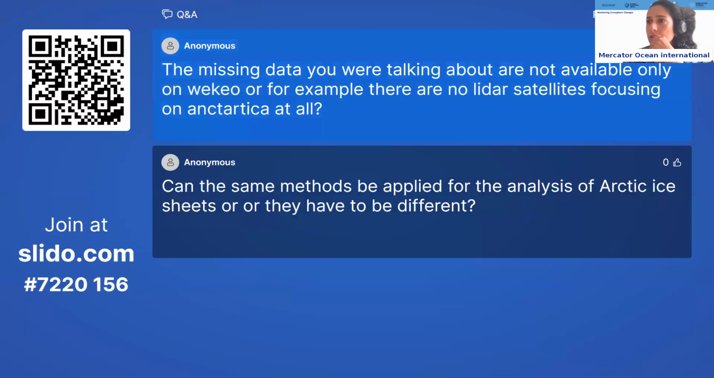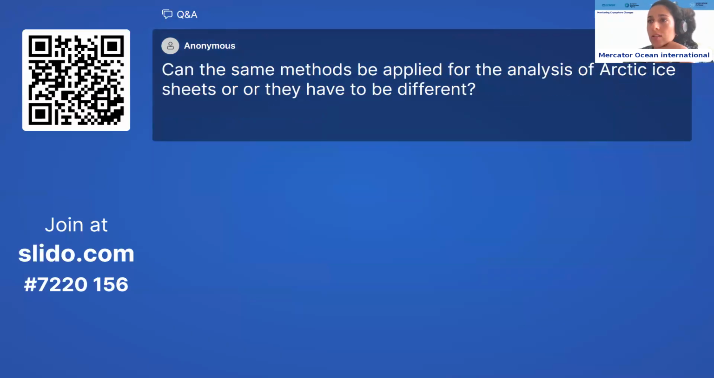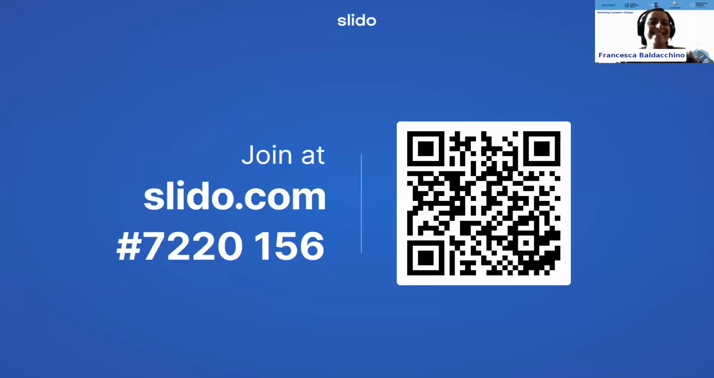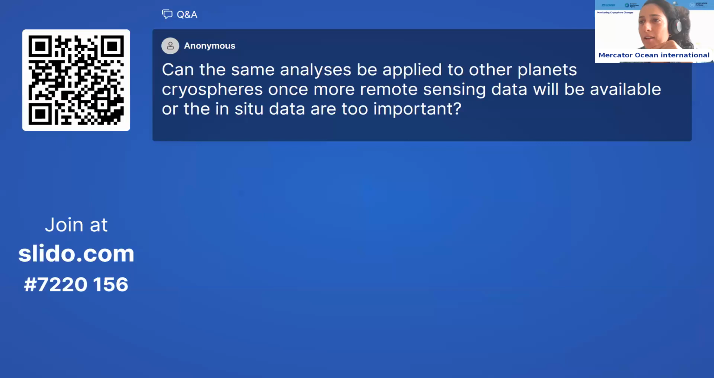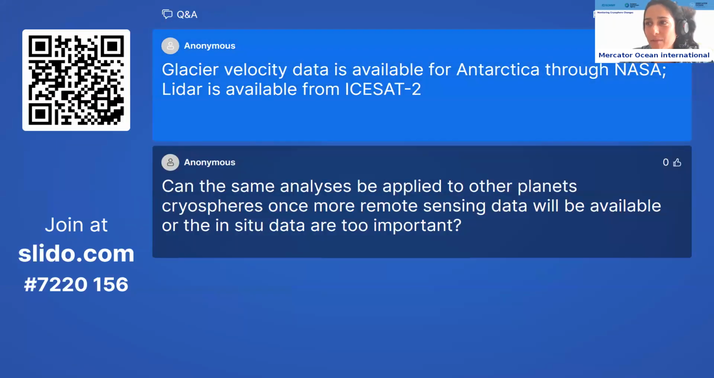I think we already did this one. And so last one. Again, the same. Oh, no, sorry. We already did that one. Bit lost on all these questions. Oh, okay. Yeah. Glacier velocity data is available for Antarctica through NASA. LiDAR is available. Yeah. Okay. This was more like an information. Yeah.